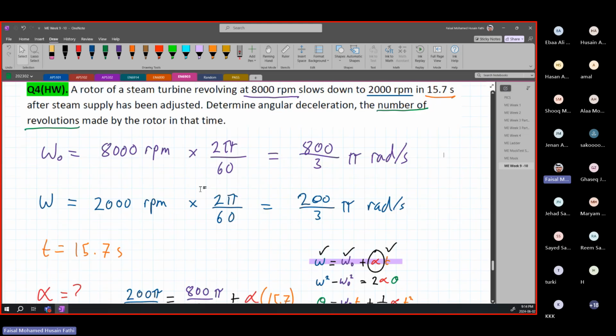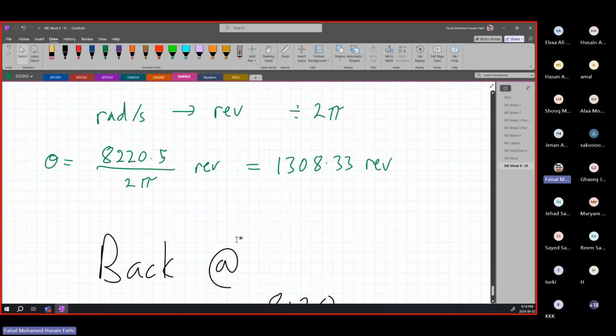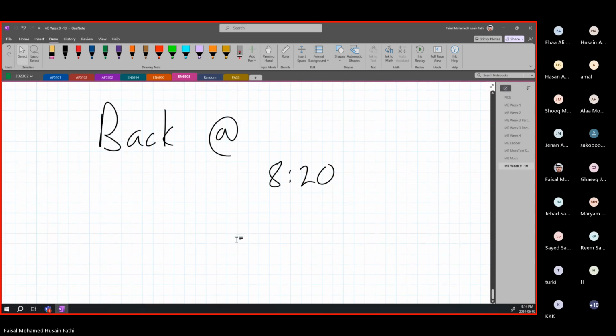Okay? Meaning that this is our final value, and then we converted it from RPM into radians per second, simply by multiplying by 2 pi over 60. This is why 200 pi over 3 is final. All right? Again, if you have any questions, feel free to ask. I'll be around.